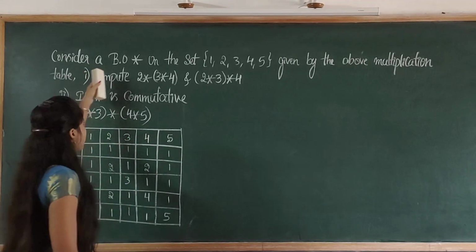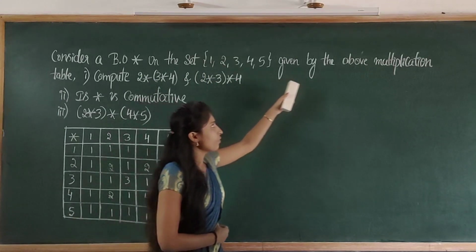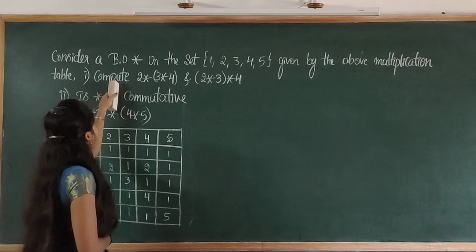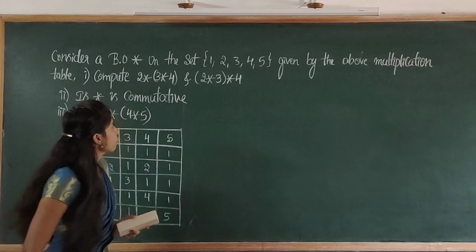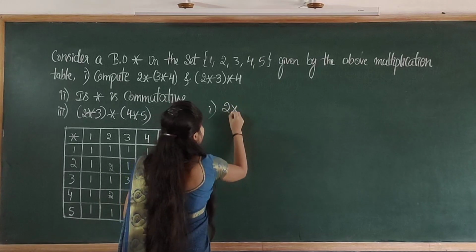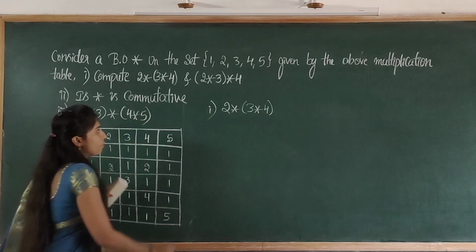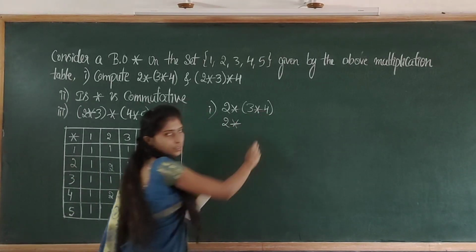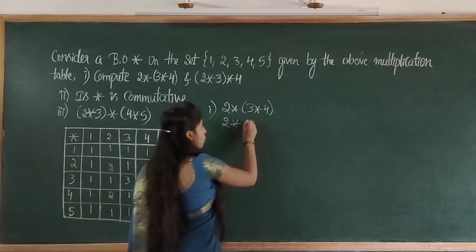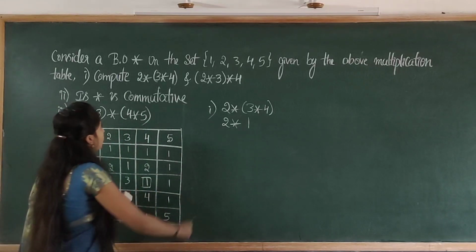See here the question is: consider a binary operation star on the set {1, 2, 3, 4, 5} given by the above multiplication table. They have already given the table. We have to compute (2 star 3) star (4 star 3) star 4. First one is 2 star 3 star 4. Then see here, I will write first 2 star, then 3 star 4. Here 3 star 4 is 1 in the table. And then what did they tell?